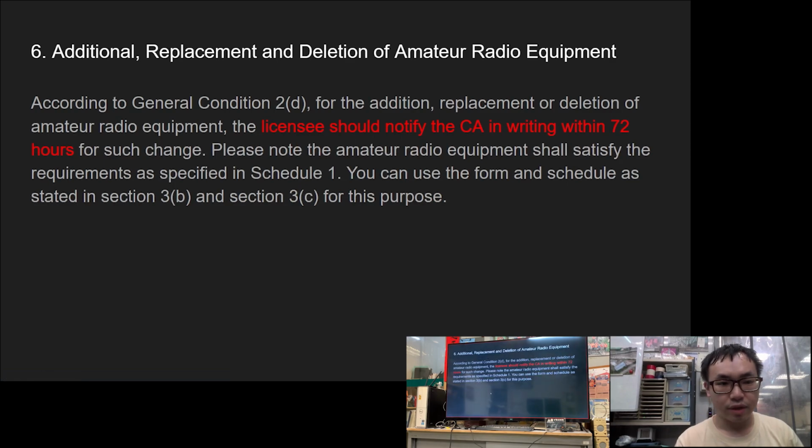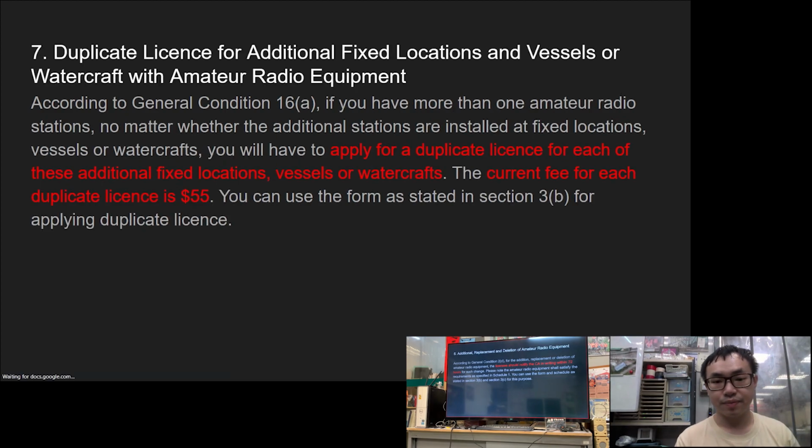Okay, and if you have new radio equipment, once again, tell OFCA within 72 hours. 72 hours is a magic number. If you have many changes on your addresses, on your devices, on your numbers of equipment, always tell OFCA within 72 hours.